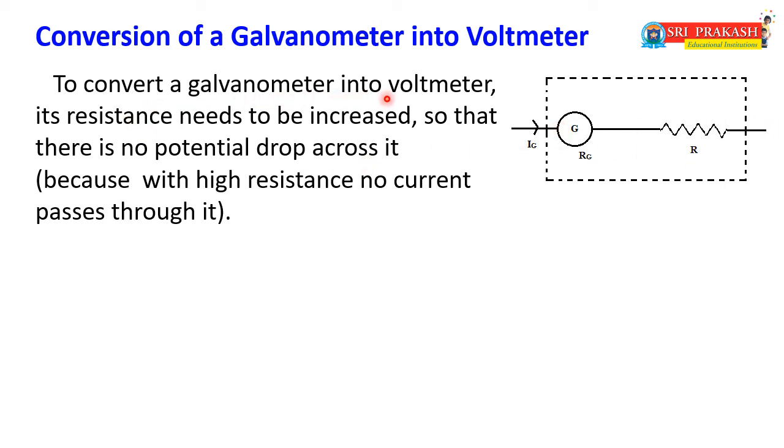To convert the galvanometer into voltmeter, its resistance needs to be increased so that there is no potential drop across it. Then only the perfect voltage difference we will get and the exact voltage we can measure, because with high resistance no current passes through it. So with respect to that, how much voltage is across the terminals we can easily identify. If resistance is less, current will pass, and as compared with the original value the galvanometer will give a low voltage. If it has high resistance it can give the exact value.